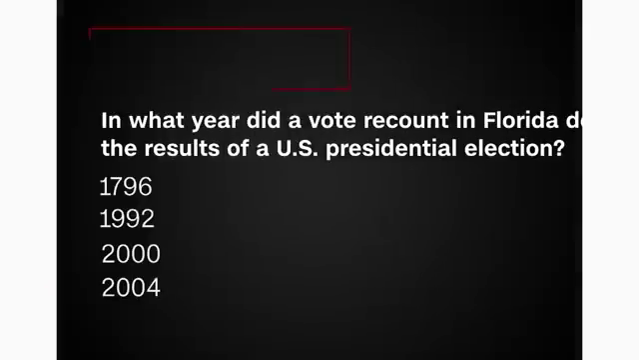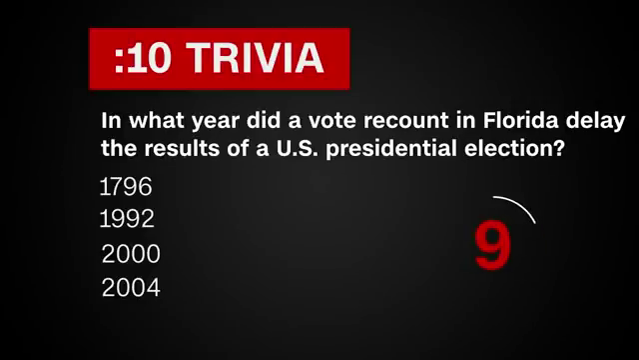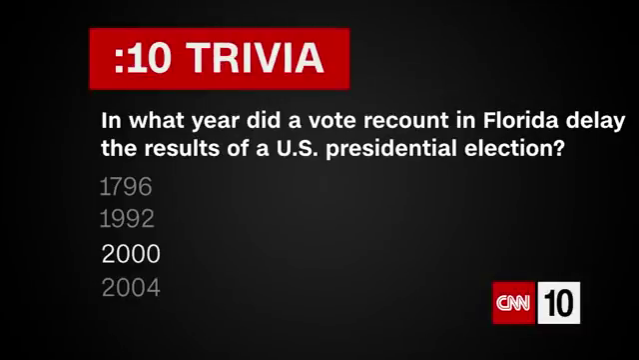10-second trivia. In what year did a vote recount in Florida delay the results of the U.S. presidential election? 1796, 1992, 2000, or 2004? Though the election took place on November 7, 2000, a recount in Florida held up the results until more than a month later.